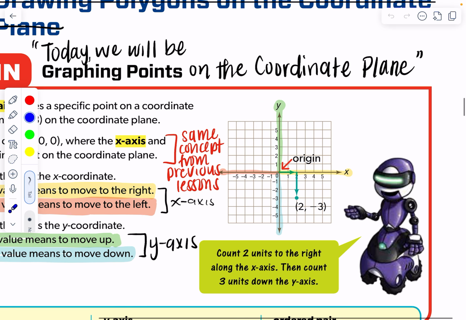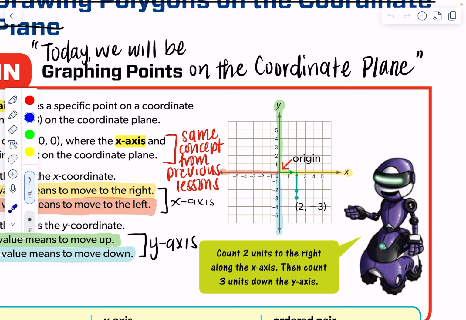However, we can also scaffold our questioning a little bit. You may want to ask, how is the location of the origin different yesterday than it is today? So students might say, well, yesterday the origin was in the corner, bottom left-hand corner of our coordinate grid. Today, the origin is located in the middle.